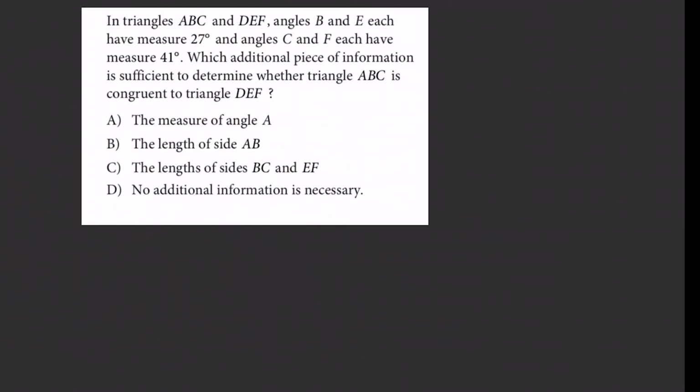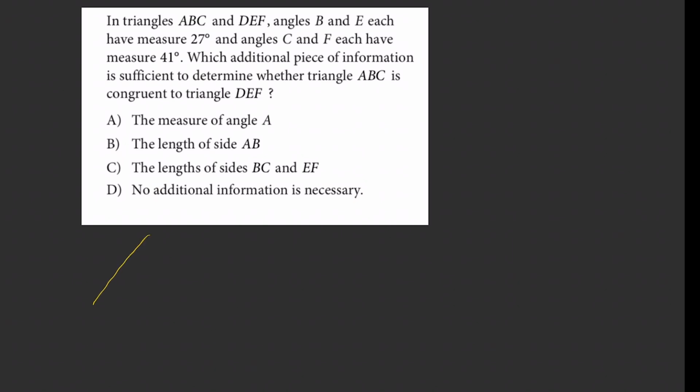So this one says in triangles ABC and DEF, angles B and E each have measures of 27 degrees. So let me just go ahead. You're going to want to sketch this right away. So I know that B and E have measures of 27. So I'm going to try to draw some acute angles here. I'll draw this down here.